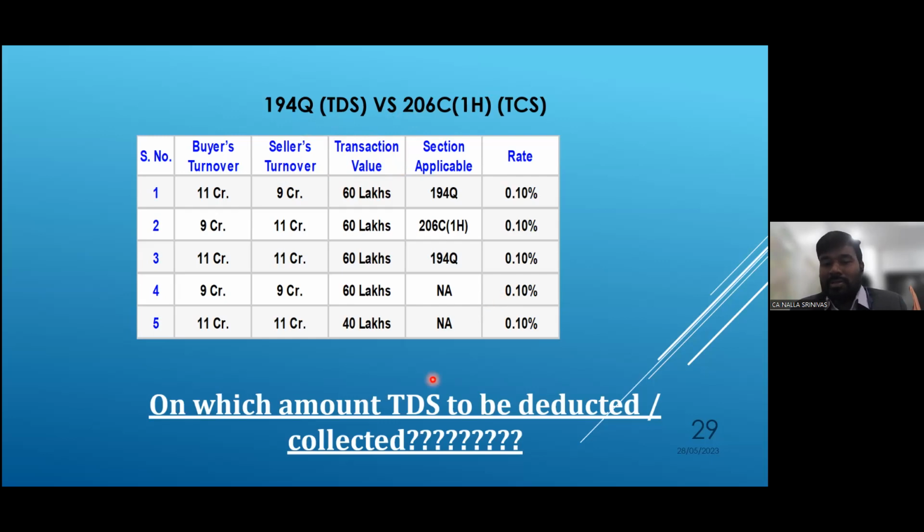You are clear on this? These are twin conditions. Even if the turnover exceeds 10 crores and the transaction value is less than 50 lakhs, it is not applicable. Even if turnover is less than 10 crores and transaction value is more than 50 lakhs, it is also not applicable.